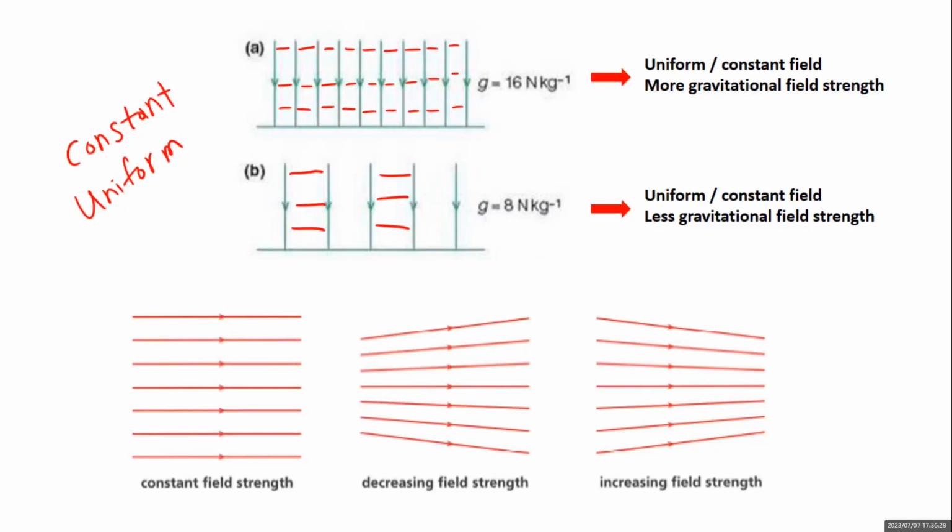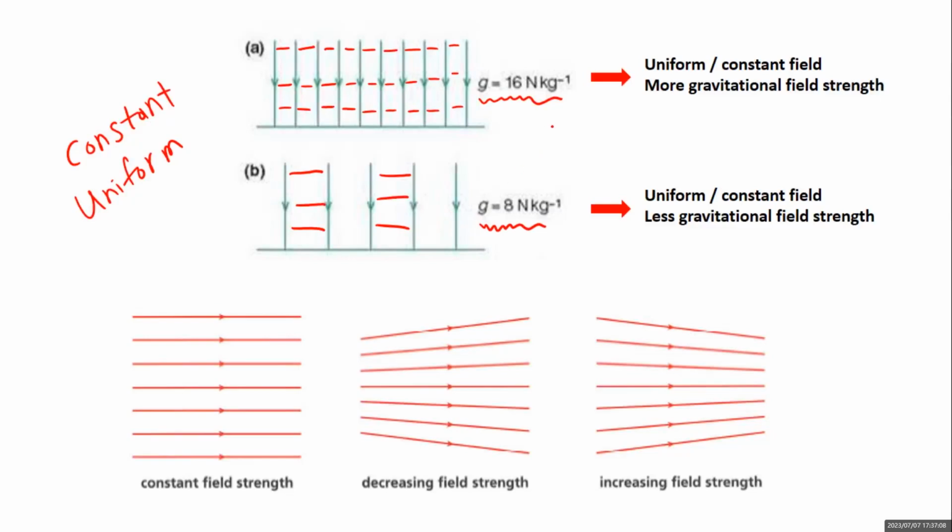But what is the difference? As you can see in the first diagram, the lines are closer to each other. So we will say that the field is stronger for the first diagram. The field for the first diagram, part A, is uniform and constant, but it has more field strength. The gravitational field strength of the first diagram is more, whereas the gravitational field strength for the second diagram is less. As you can see, the value of g for the first diagram is 16 Newton per kilogram, whereas for diagram B, the gravitational field strength is 8 Newton per kilogram.